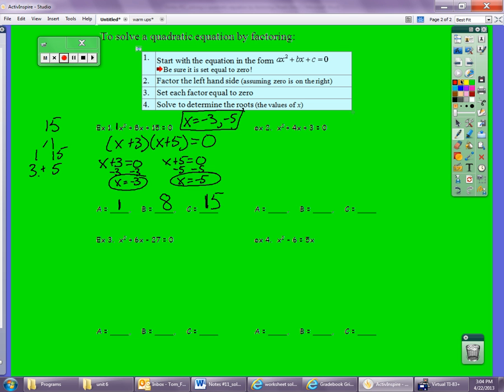So when we look at question number 2, first step, it is equal to 0, so this is in the correct form. It's equal to 0.